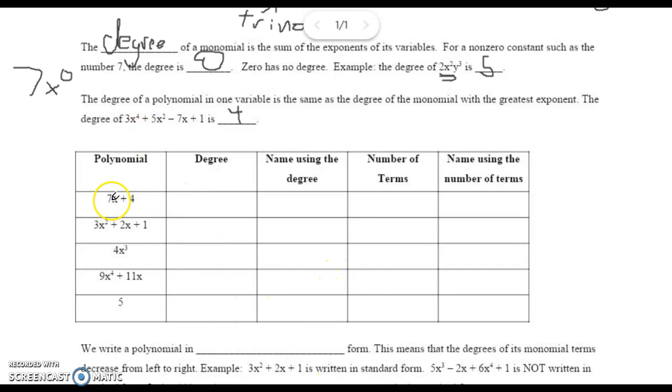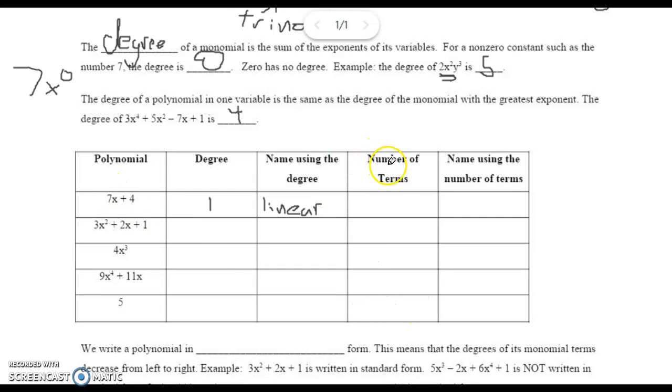First off, polynomial, 7x plus 4. The highest power I see here is 1, so 1 is going to be my degree. The name using the degree, if we have something to the first power, that's something that we've talked about before. That would be a linear function. Remember, that's what makes something linear, is that it has an exponent of 1 as its degree. The 7x plus 4 would be linear.